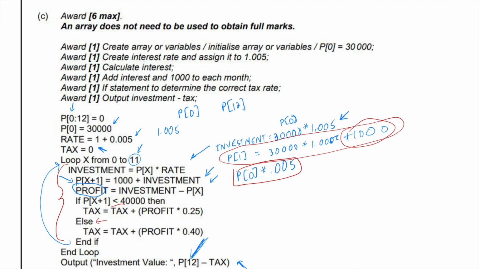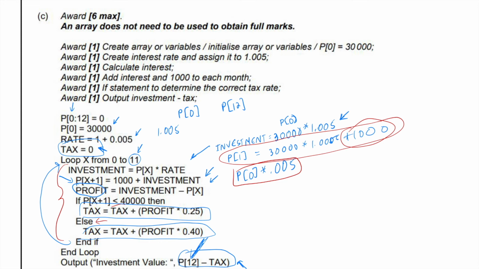And keep in mind, whatever tax we have, we've been using these statements right here, tax equals tax plus something, to keep a running total of our tax. So each month we're cumulatively adding it to this tax variable we created right up here. And then at the end, we're subtracting that from our investment total. And that's basically how this question works.